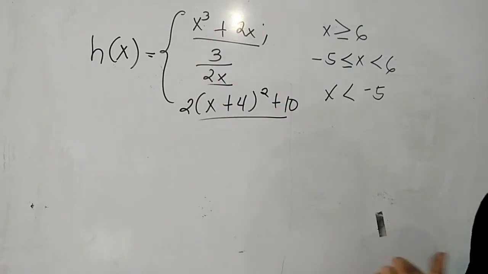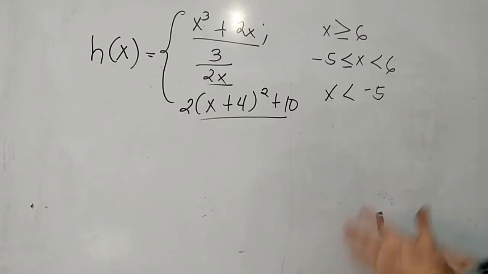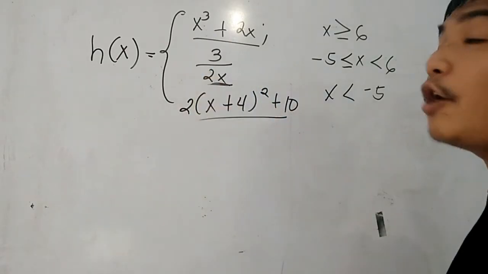Pagka naman po ang condition is x is greater than or equal to negative 5 but less than 6, ano po yung mga numbers na to? Negative 5, negative 4, negative 3, negative 2, negative 1, 0, 1, 2, 3, 4, 5. Ang i-evaluate po nating function ay 3 over 2x.